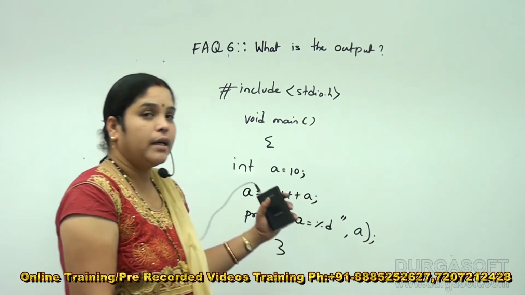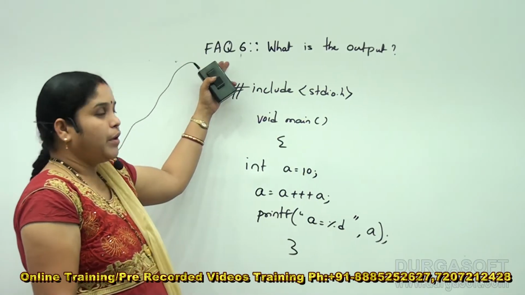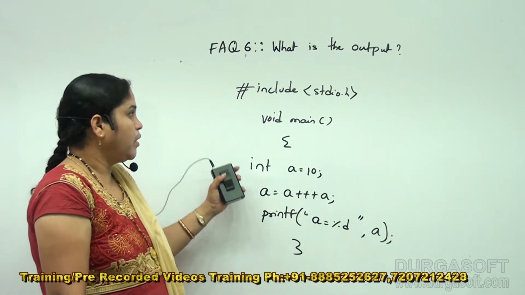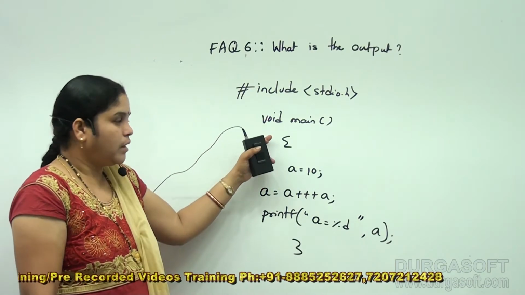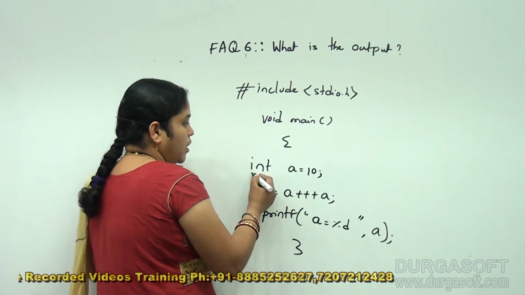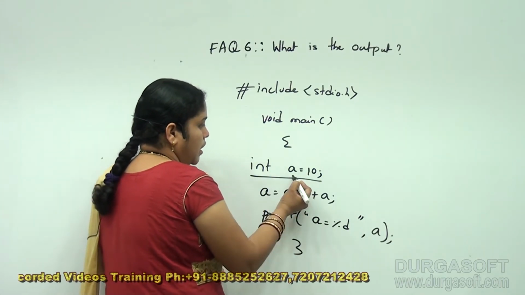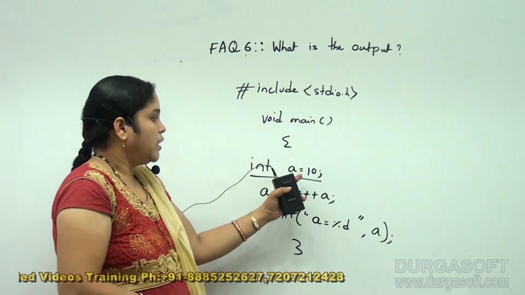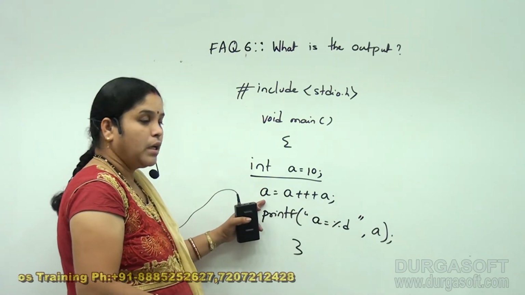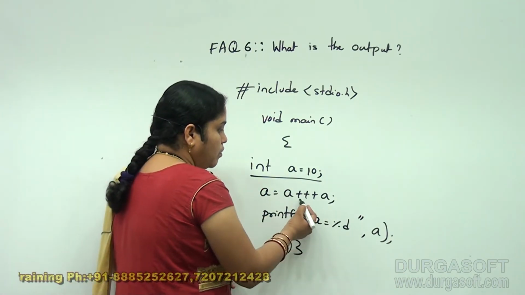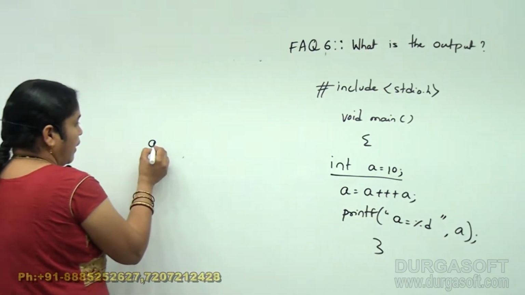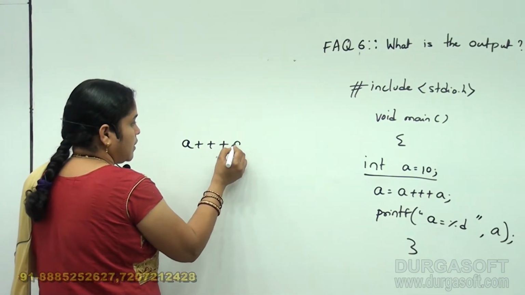Okay, so see the next program, FAQ6. What is the output of this program, following program? As usual, declare header files, main function, start the program. So within the program you are mentioning an integer a equal to 10. So you take constant value a value 10. So here using a equal to plus plus plus a. So see this one, a plus plus a.